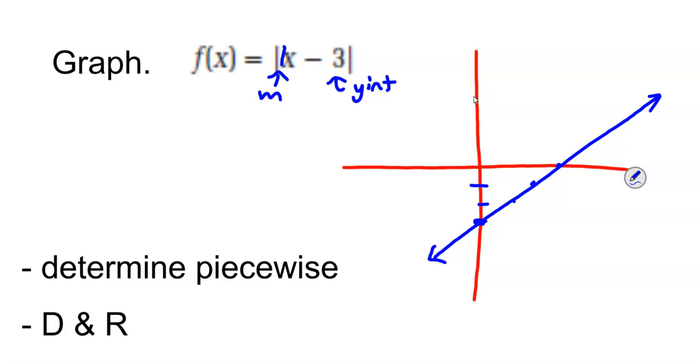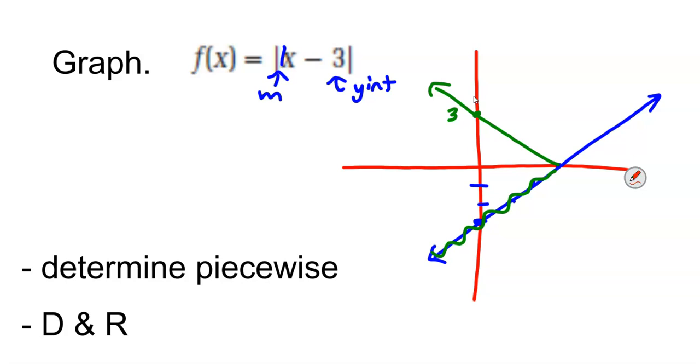But since it's absolute value, we can't have the part of the graph here go into the negative. So I'm going to take that negative 3 and I'm going to reflect it up. So now it's at positive 3. And then just finish the V shape from there. Now that would be the graph of the absolute value function. Be sure your x and y intercepts are correct because I'm going to be picky about those points. Now we determine the piecewise function.